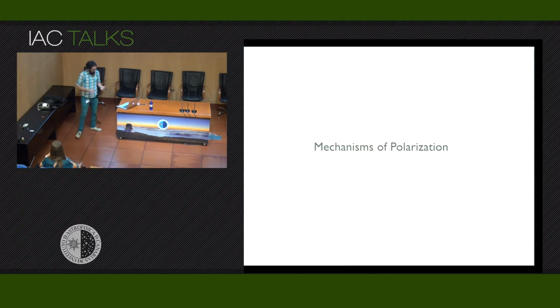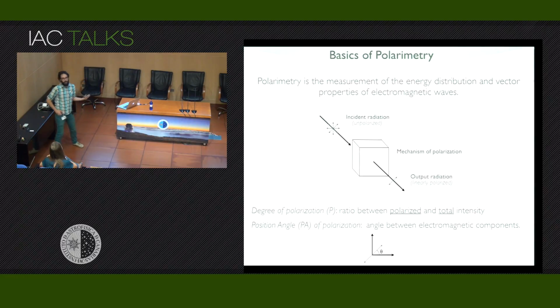So about the mechanism of polarization: polarimetry is just the measurement of the intensity and also the vector properties of the electromagnetic wave. Here we have the incident radiation. I'm going to say that this is a black box right now, a mechanism of polarization that polarizes the light linearly in some specific angle. What we're interested in is the degree of polarization, which is the ratio between the polarized and the total intensity, and then the position angle of polarization, which is the angle of the electromagnetic wave in the sky.